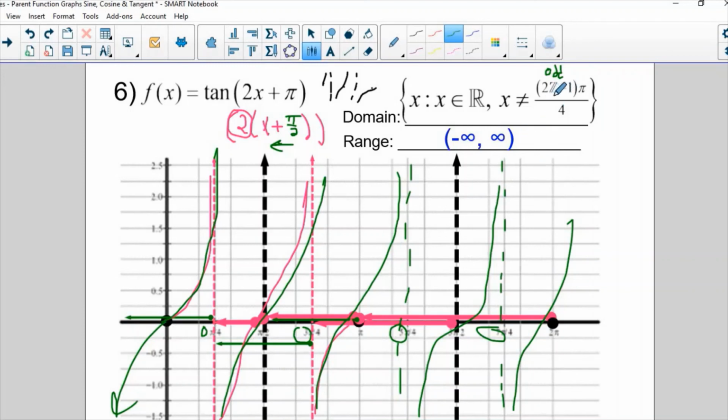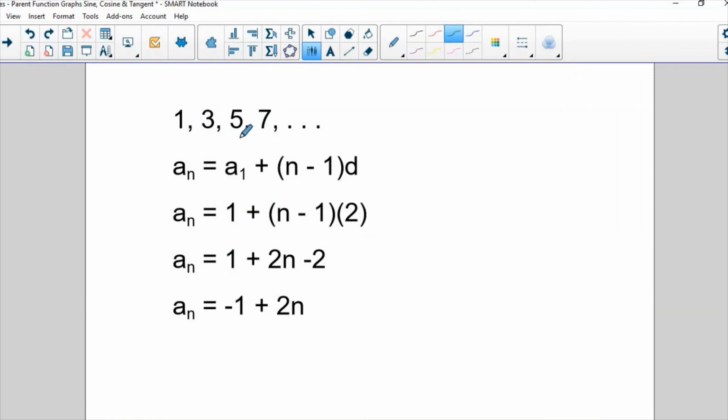So the way I got this, again, just to show you that algorithm, is that I took the odd numbers, 1, 3, 5, 7. I called this a1. The common difference, and this is a review from sequences and series in Algebra 2, is 2. So I plug those in, a1 to 1. I distribute the common difference, I combine like terms, and I get this equation.